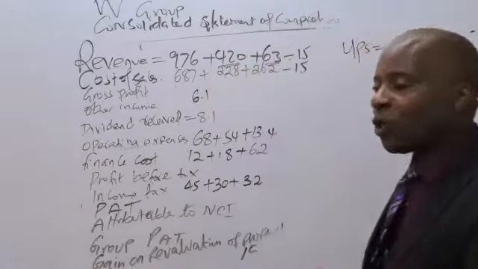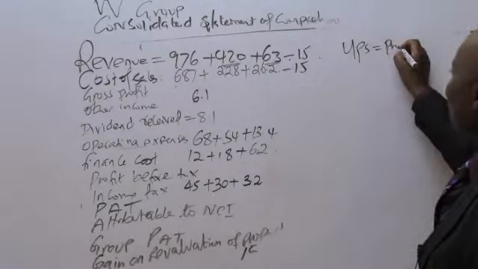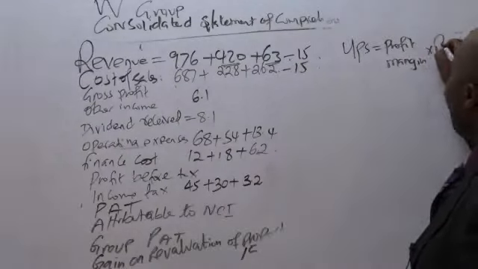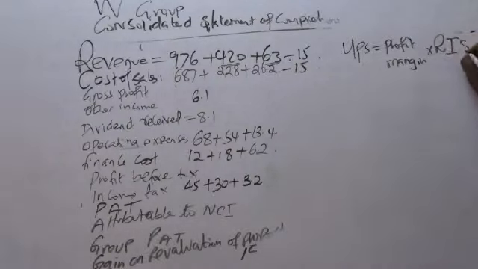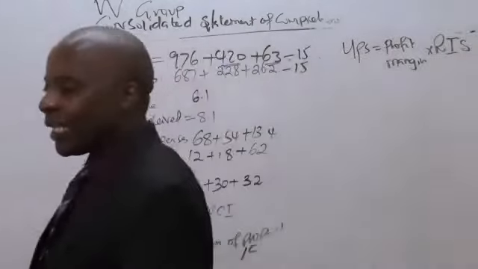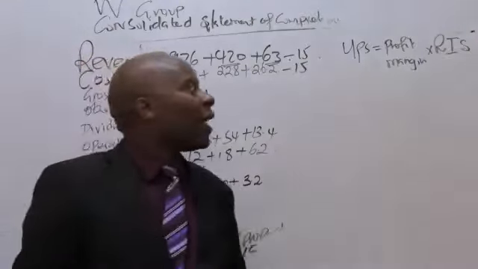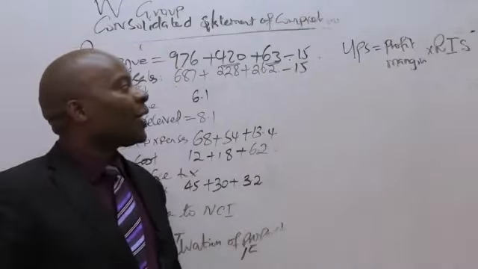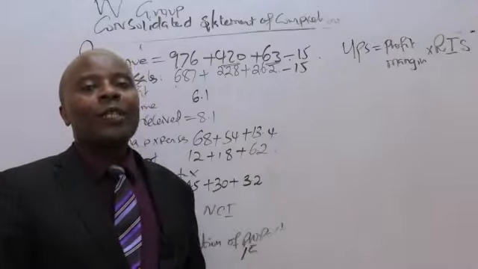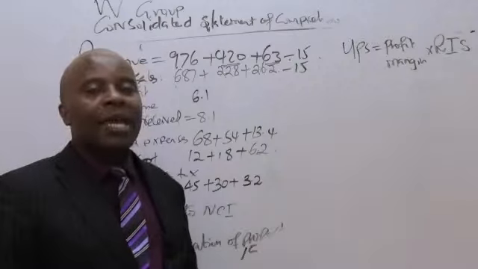As a student who doesn't want to waste time at all, to get UPS we normally take the profit margin times remaining intra-sales. So anytime they want me to get unrealized profit, I'll always take the profit margin times remaining intra-sales.